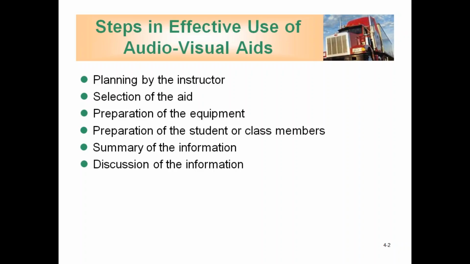So first of all, there is planning, then there is selection. After the selection, there is preparation of the equipment, then preparation of the students or the class members, then summary of the information, and at last discussion of the information. So these are the 5 steps, the stages used here. Sorry, 6 steps. One is planning, then selection, then preparation of the equipment, preparation of the students, then summary of the information, and at last discussion of the information. Summary of the information means summarizing what we have or what is going to be done, then discussion of the information.